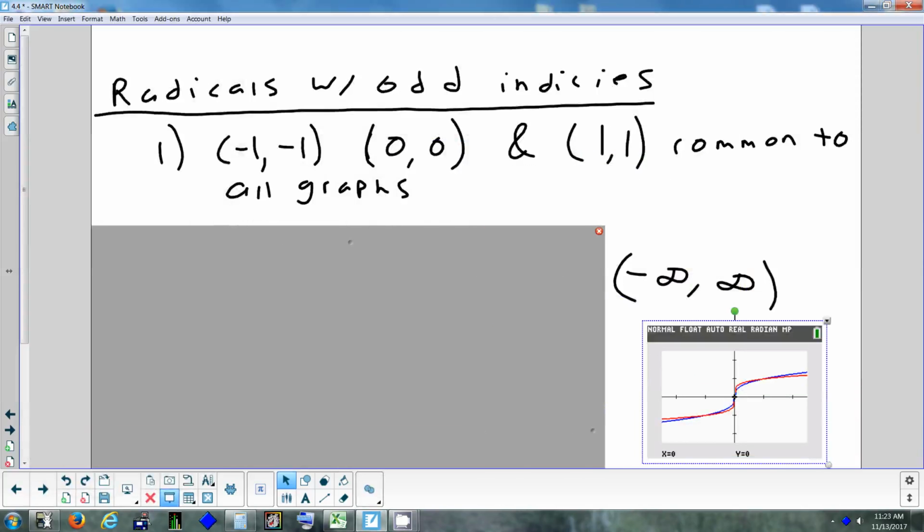And again, what we're assuming there is you don't transform it. If you take that graph and shift it up, that's going to change what I'm saying. But that's just for the basic graphs.